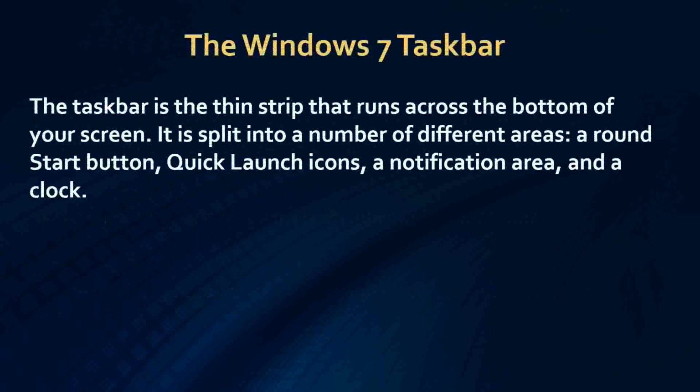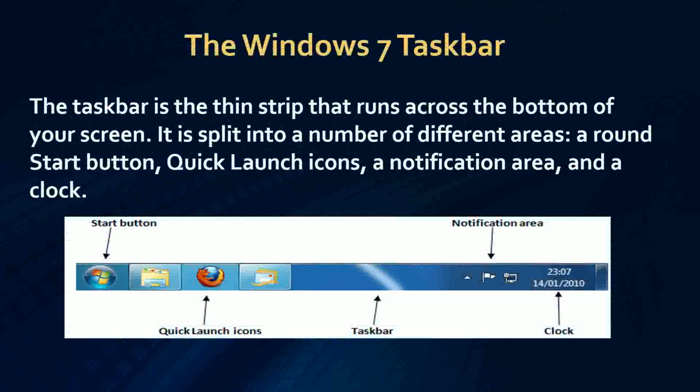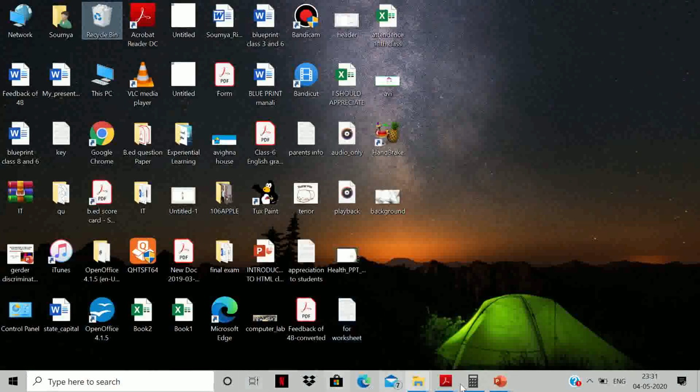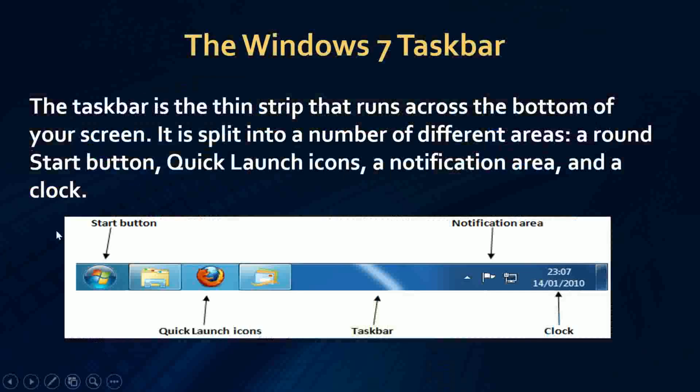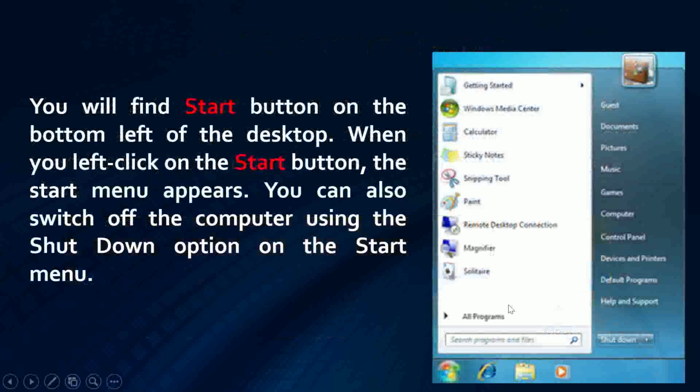The Windows 7 taskbar. What is the taskbar? It's a thin strip that runs across the bottom of your screen. Let me show you once more. This is the taskbar you have. You can see the start button is there at the taskbar, quick launch icons are there, this is the display area of the taskbar, then you have the notification area and the clock, date and time.